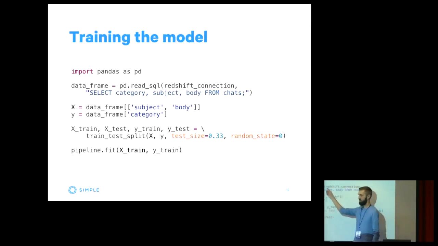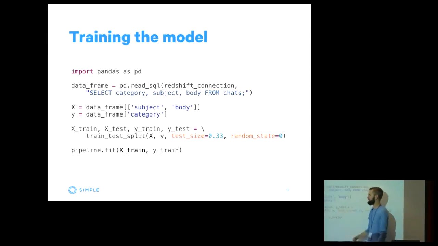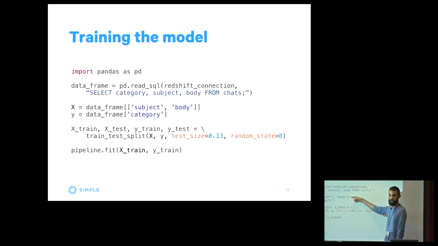So we're pulling all this data out of our data warehouse, the category, subject, and body, and then we're breaking it up. y is the dependent variable. This is the thing that we want to figure out, the category, and then X is the independent variables, the subject and the body. Anything about this line rub you wrong? Anything that seems non-idiomatic about this line? Somebody want to call it out?